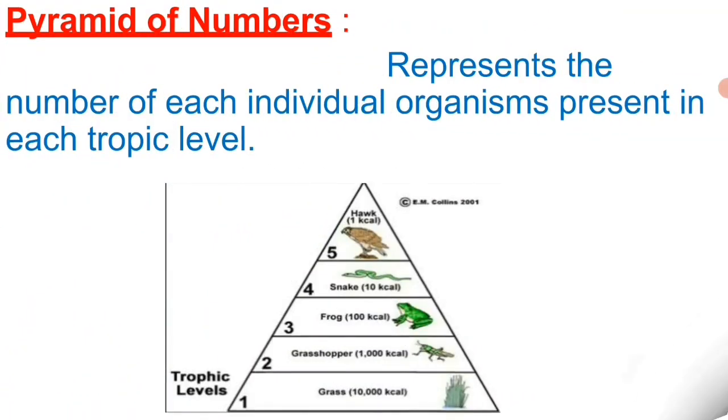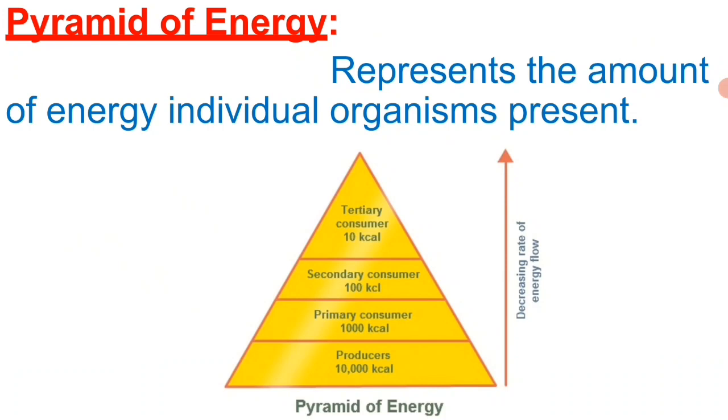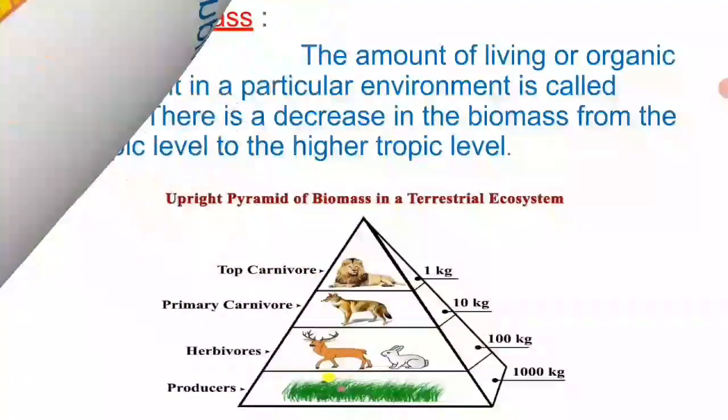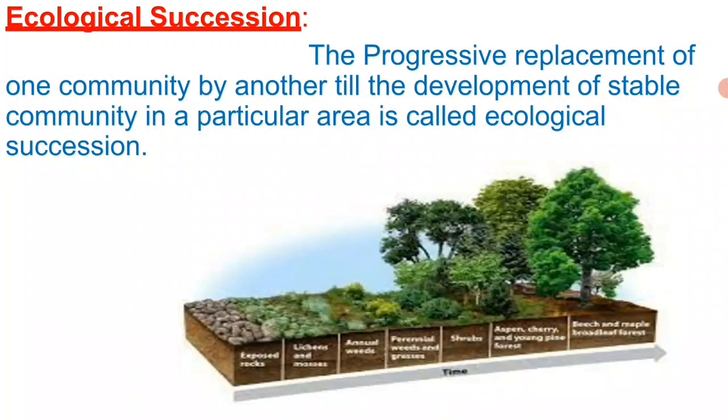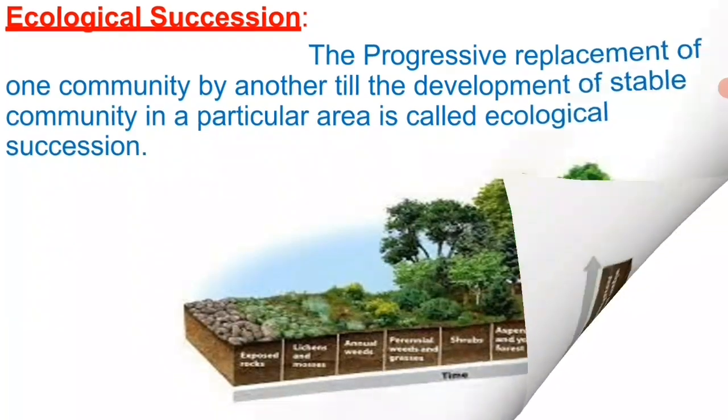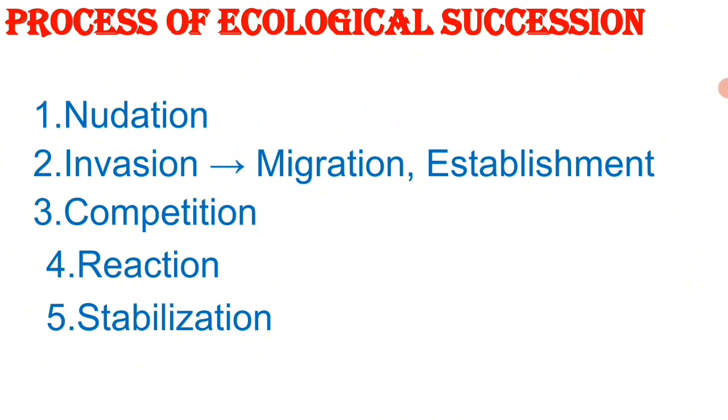So ecological succession is nothing but the progressive replacement of one community by another community till the development of a stable community in a particular area. That is the progressive replacement of one community by another till the development of a stable community in a particular area. There are two main stages of ecological succession. One is the pioneer community and another one is the serial stage, that is, sere.